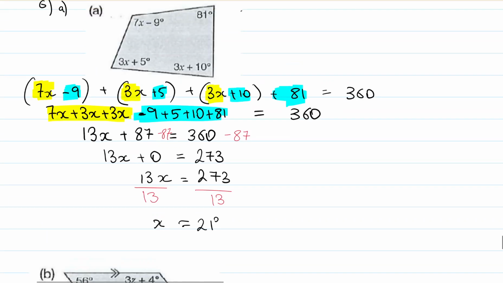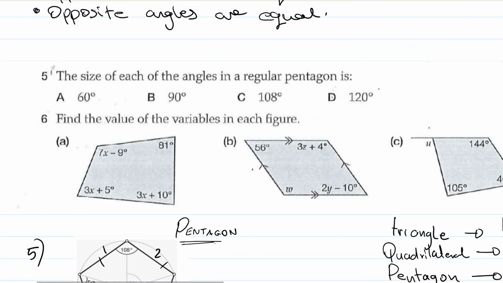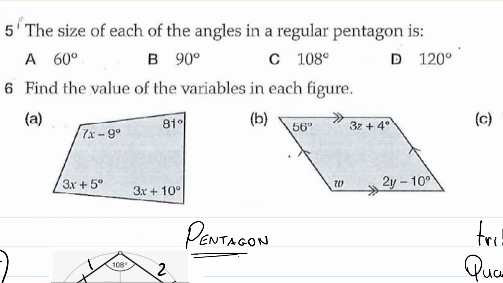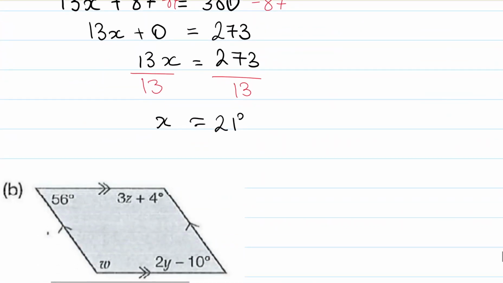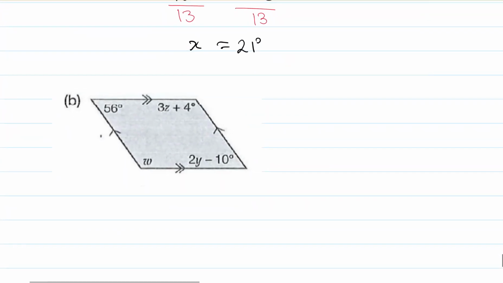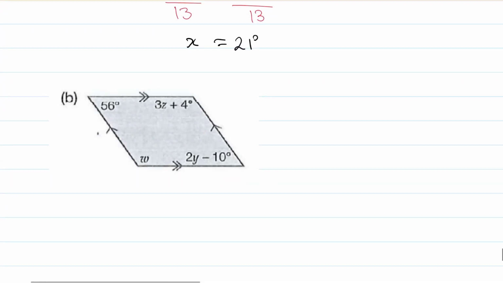So this comes from question 6, same as before. It's saying find the value of the variables in each figure. Now in this case we have three variables. We have z, y, and w. Okay? And this diagram is a parallelogram. We know a few things about parallelograms.